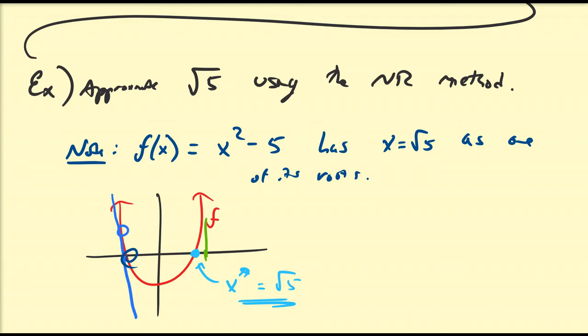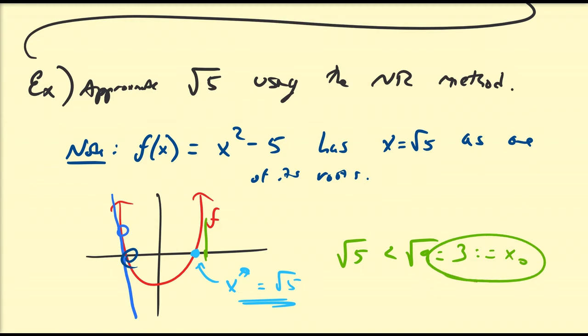So I'm going to choose a number that is greater than the exact value of square root of 5. So we know the square root of 5 is less than the square root of 9, which is 3. So I'm going to be defining 3 to be my initial condition.